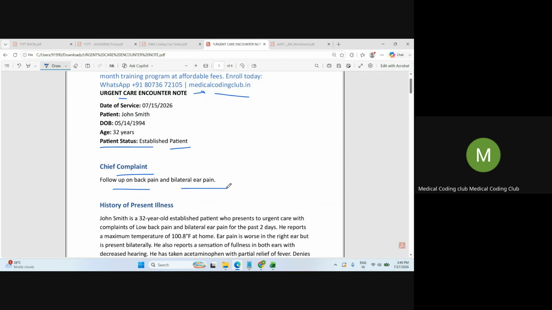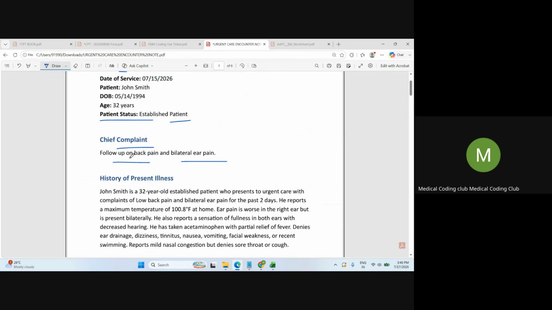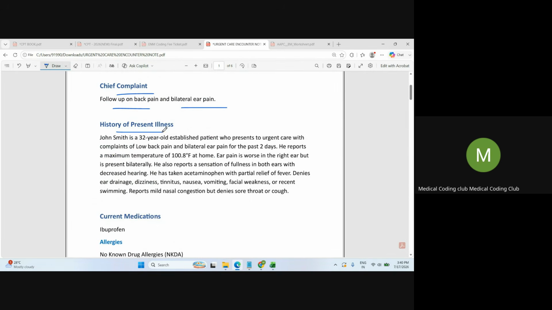So yeah, coming back to the chief complaint: follow up on back pain and bilateral ear pain. This is the chief complaint, that's why the patient is here. Then you have the history of presenting illness, HPI. Under HPI, you should make a habit of reading the complete lines given, because there is so much information under HPI, as the patient is going to give more details about his symptoms.